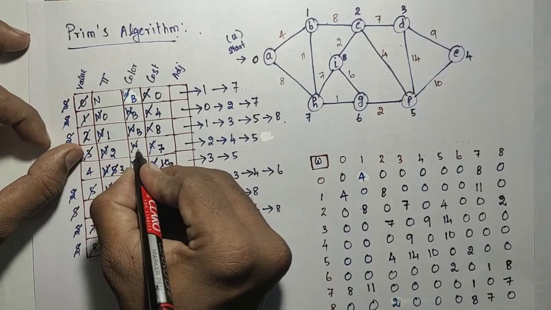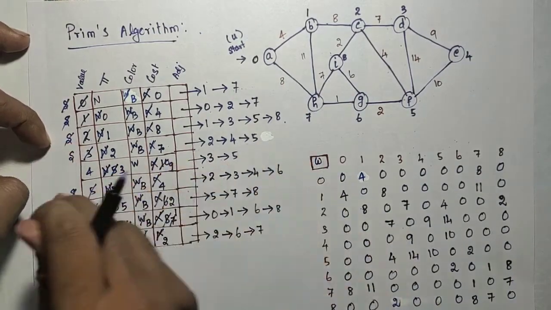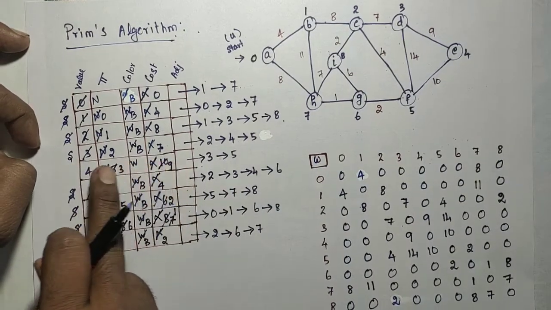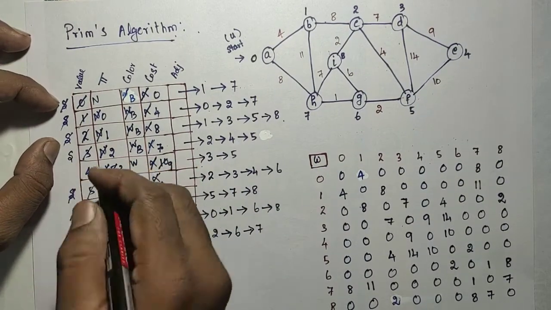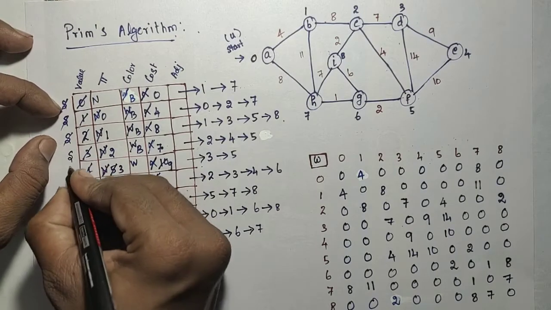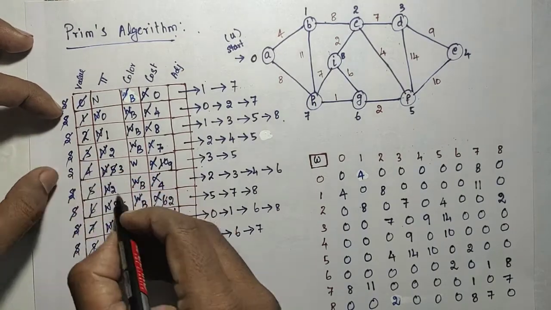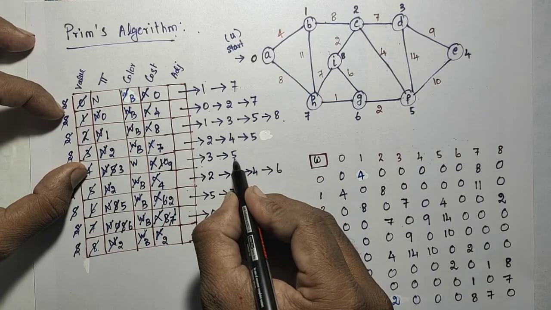So 2, 4, 5 is over. Now the color is changed to black. Now finally the queue contains only one node, that is 4. That needs to be extracted and marked as yes. Now I need to check only 3 and 5.